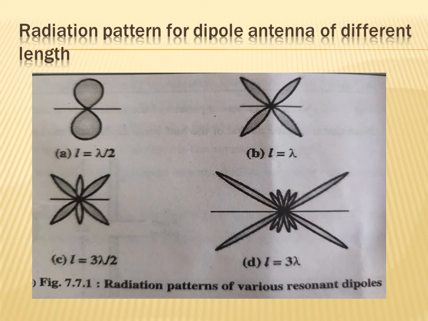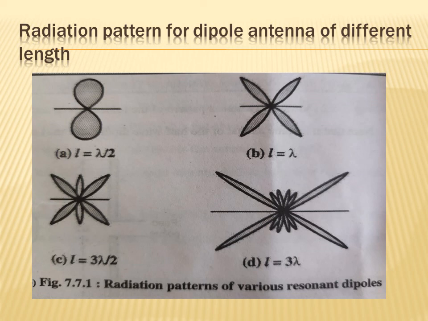The total current flowing through the circuit is I, and it has two arms of equal diameter or equal length. So the current flowing through each arm is I by 2. Again, the radiation pattern for this folded dipole antenna is bidirectional.